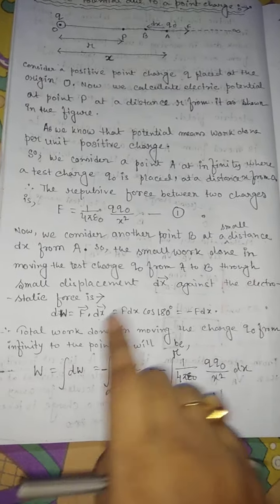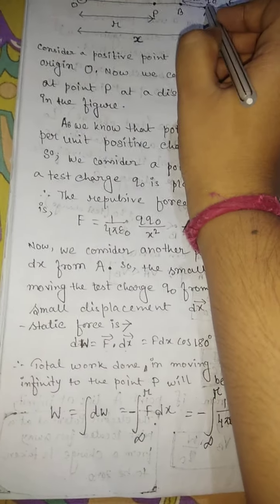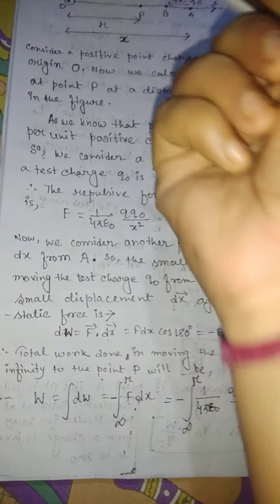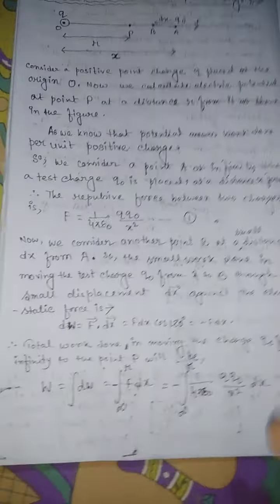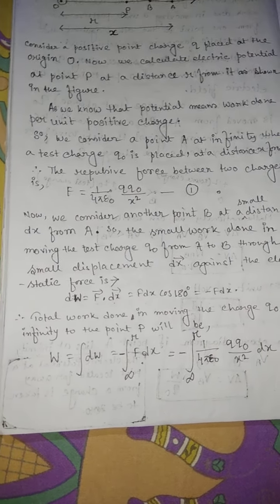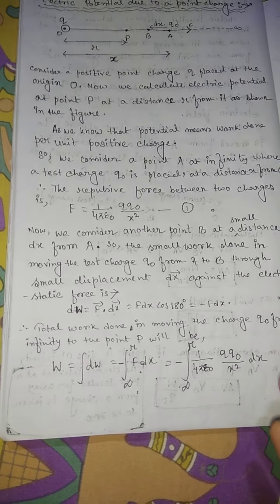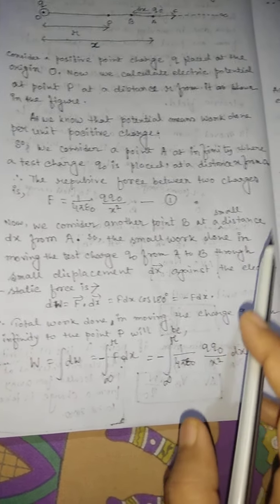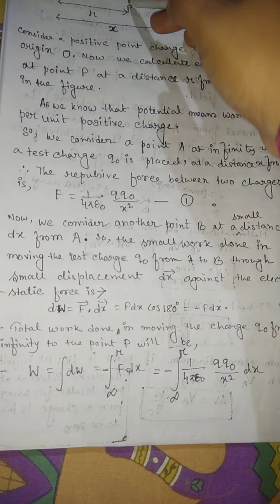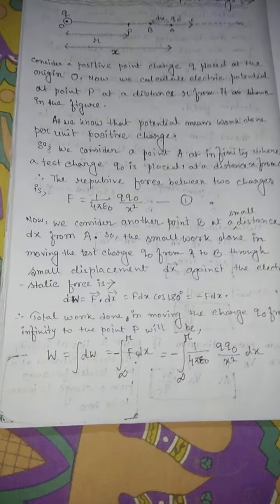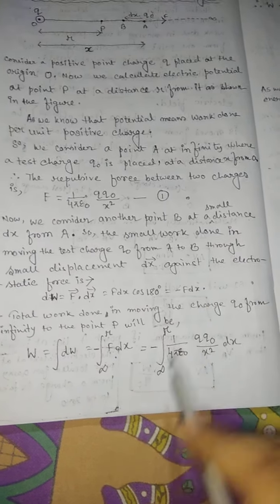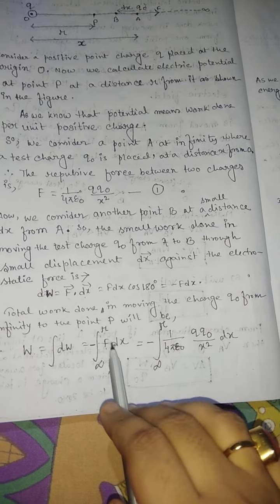Now the total work done. A to B is dx, then B to C we consider a small displacement, C to D, and in this way we get a small amount of work done at each step. If we add them, that means we integrate. So the total work done in moving the unit positive charge Q0 to point P is W equals the integration of dW. The dW value is minus F dx, integrated from infinity to r.